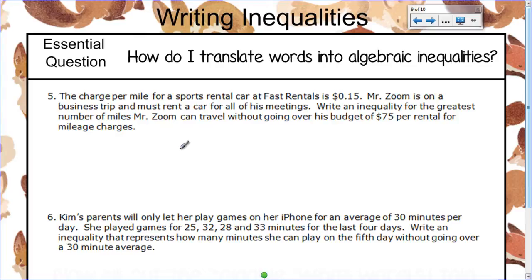Well, the per mile charge is 15 cents, so it's going to be 15 cents for every mile. So we're going to have to multiply that times the number of miles. We don't want to go over our budget, so that means it's going to be less than. But it's also less than or equal to, because if I'm right at my budget, I haven't gone over yet. So I can equal my budget as well, which is $75, and we're good. There's your inequality.